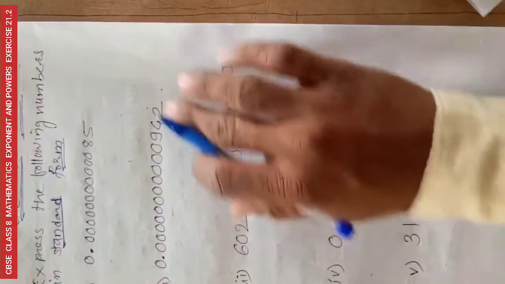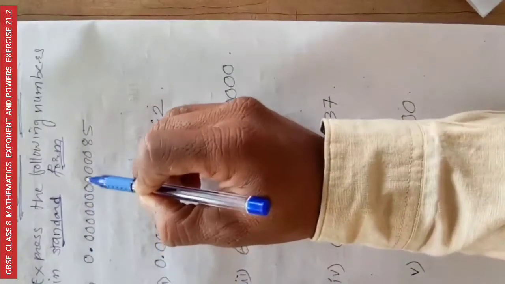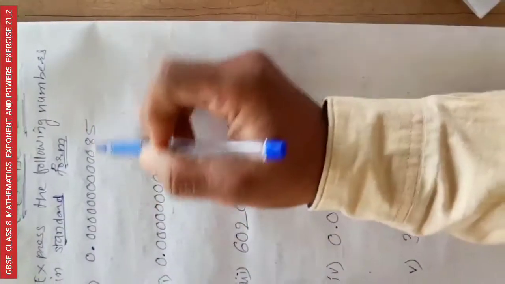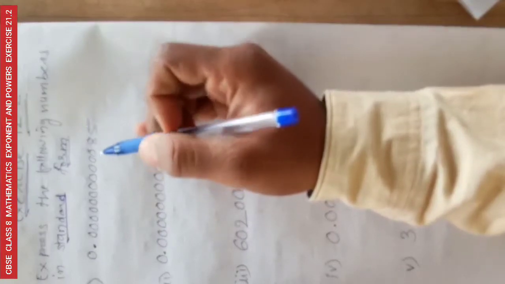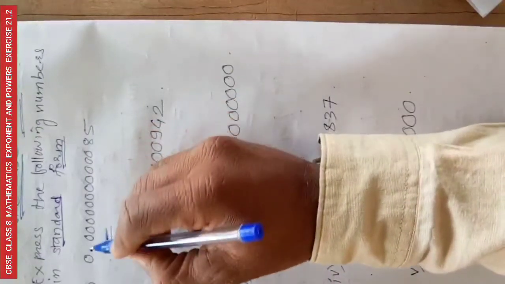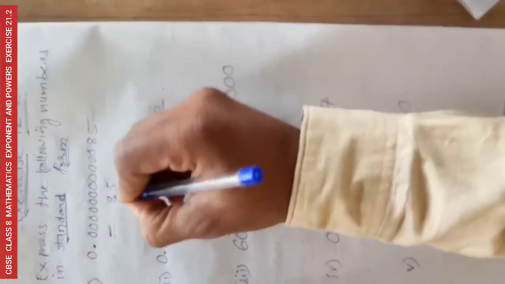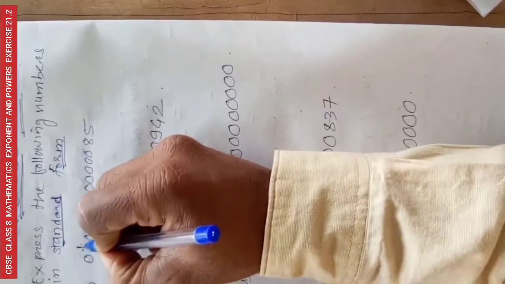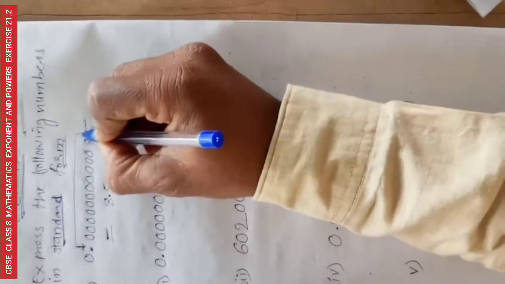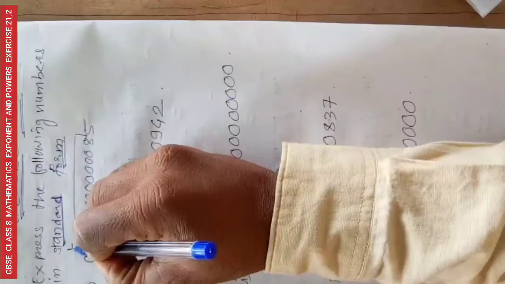So here the first number is 0.000000000085. It is a very small number. Then our question is to write it in the short form. Short form means this number can be written using the decimal point as 8.5. So we simply write down 85 or 8.5. That means this decimal point is transferred up to this position. So firstly the decimal point is transferred from left to right.